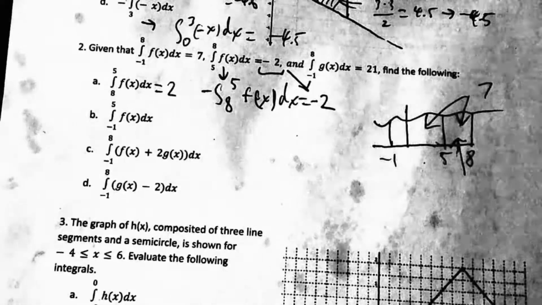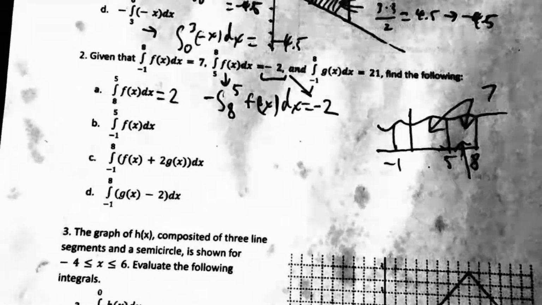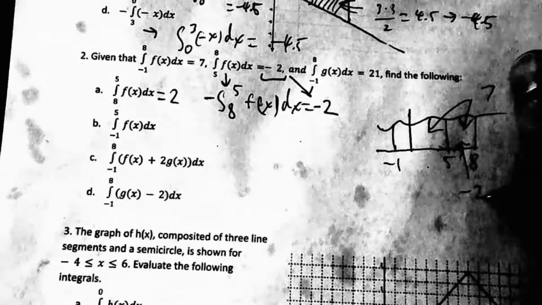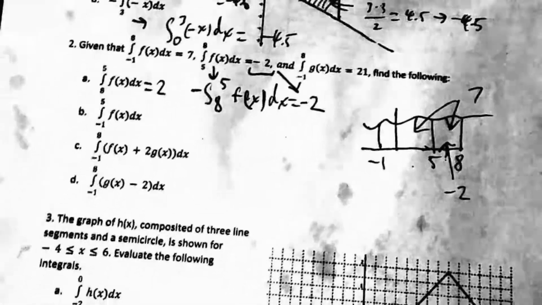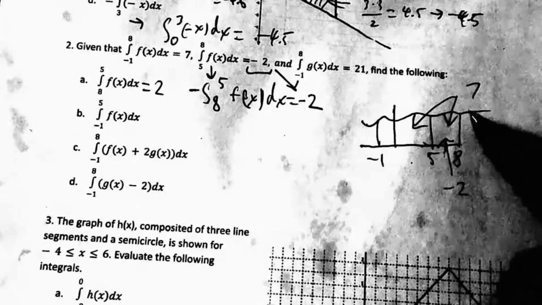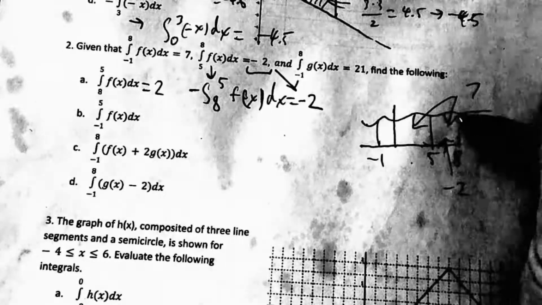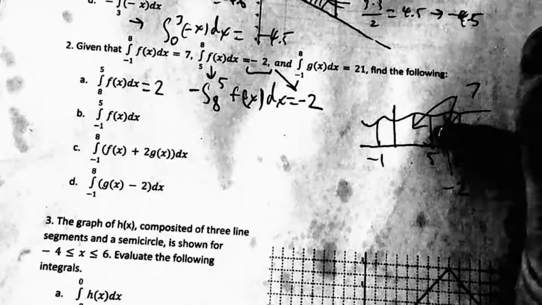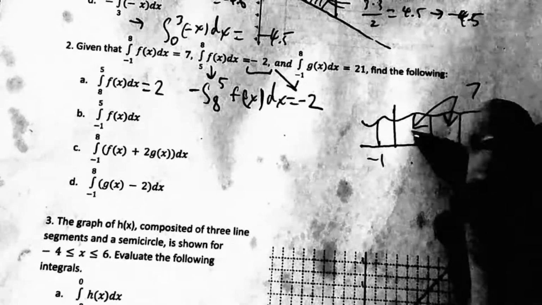But this specific region here, so I'm going to draw 2 arrows there. Just this region here is negative 2. This is not to scale. This is just a visual to show what we're doing. So if this whole thing is 7, and this region is negative 2, then what's this region?